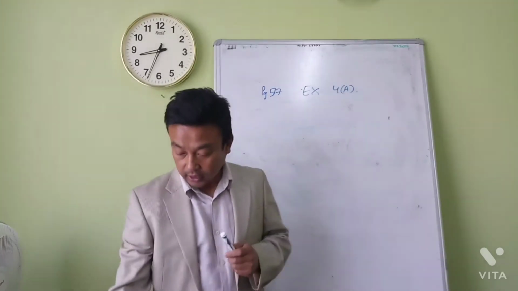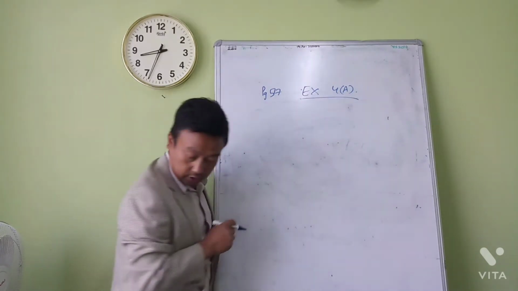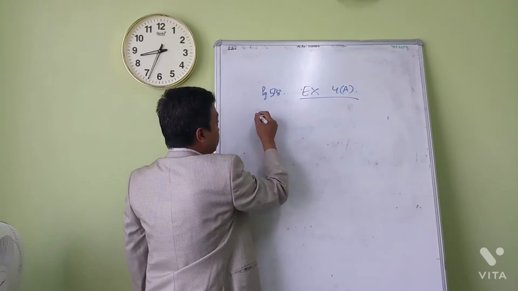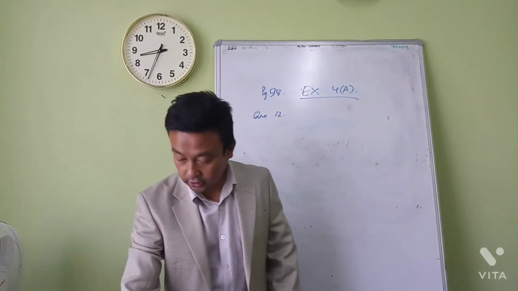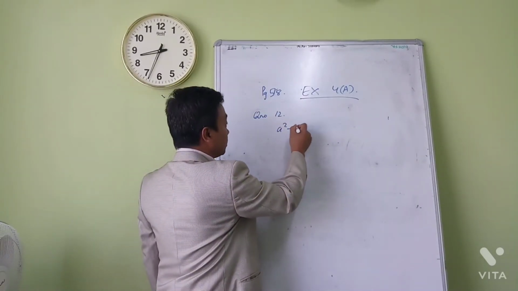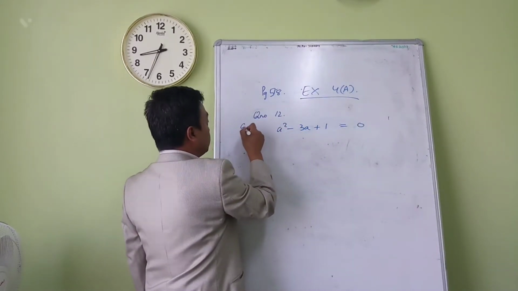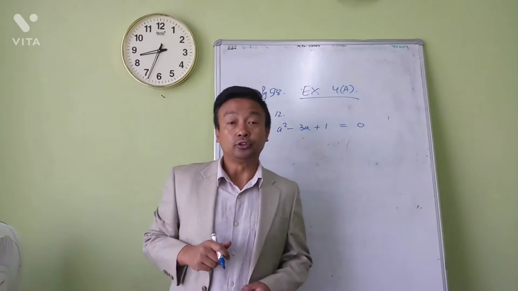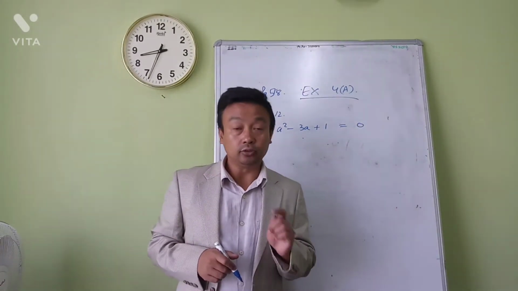And today I will be solving question number 12. So exercise 4a, it is on page number 58. And you have got question number 12. See the question: if a square minus 3a plus 1 is equals to 0. This is given to you. Alright, a square minus 3a plus 1 equals to 0, and a is not equals to 0.